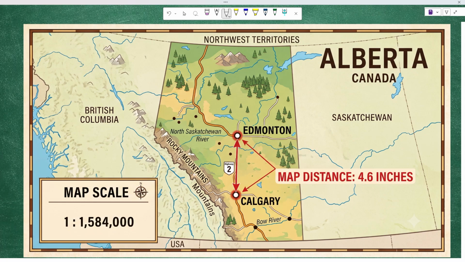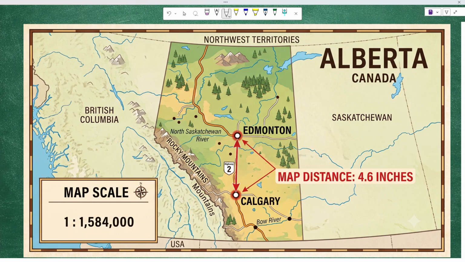Hello everyone! Today we will calculate the real distance between two Canadian cities in Alberta, Calgary and Edmonton. On our regional map, the straight line distance between these two major cities measures exactly 4.6 inches. And the map legend gives us a fractional scale of 1 to 1,584,000. How far apart are these cities in actual miles?